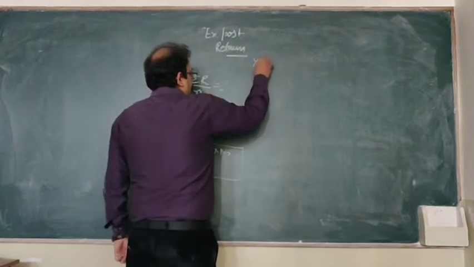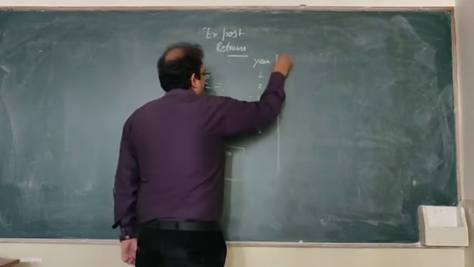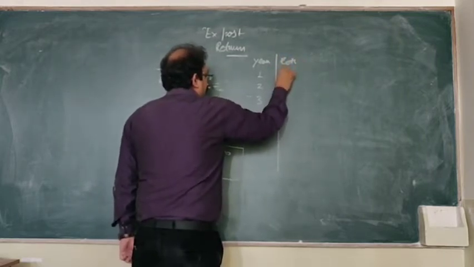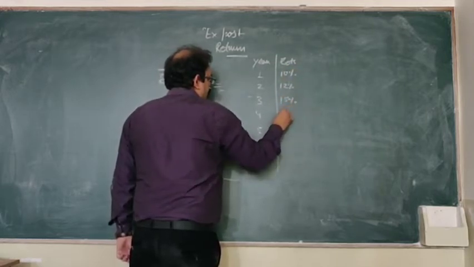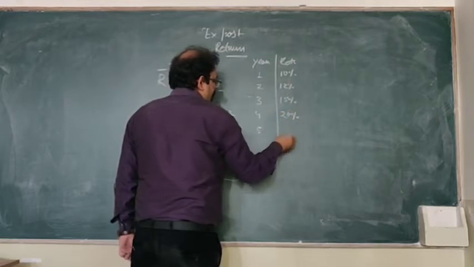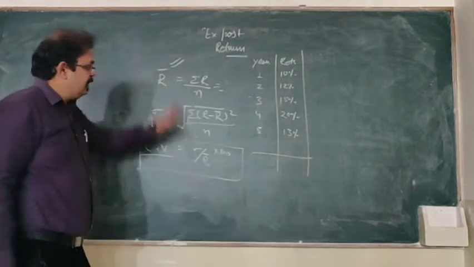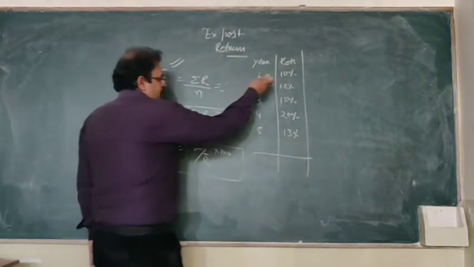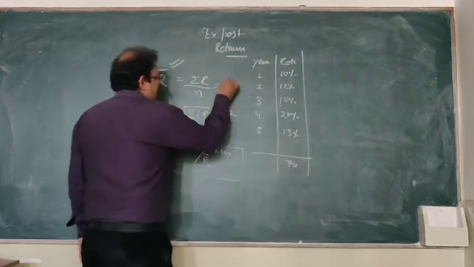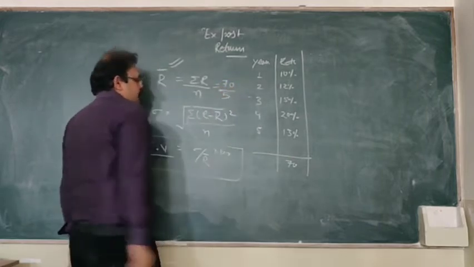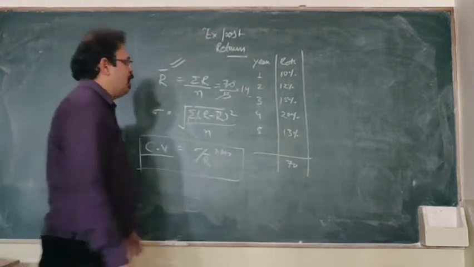Now the question will be here. For years 1, 2, 3, 4, 5, the returns are 10, 12, 15, 20, and let it be 13%. First calculate the mean of this data. Sum of all: 10, 12, 15, 20, 13, total is 70. 70 by 5, so it will be 14. Is it clear?